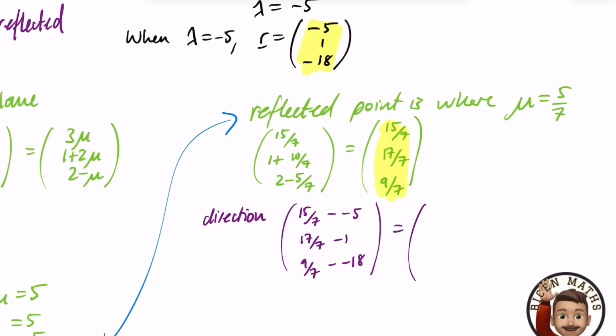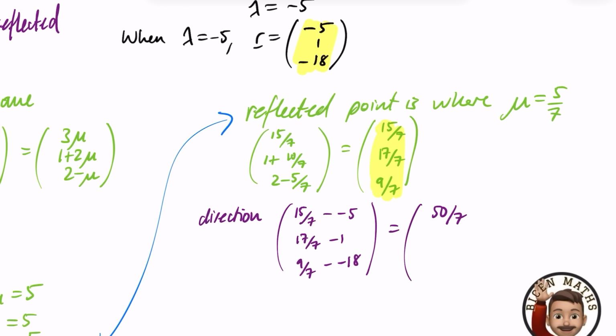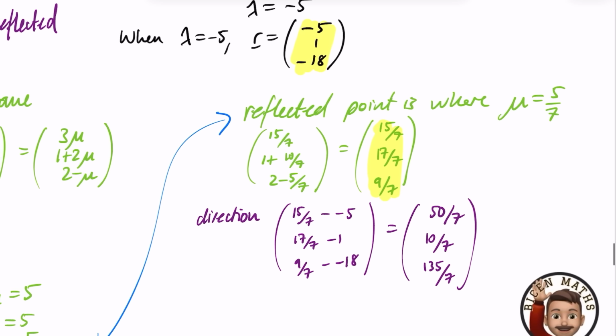So 15 over 7 plus 5, that's 50 over 7. Horrible numbers. 17 over 7 minus 1, that's 10 over 7. 9 over 7 plus 18 is 135 over 7. Remember, it's a direction vector, so we can do some scaling here.